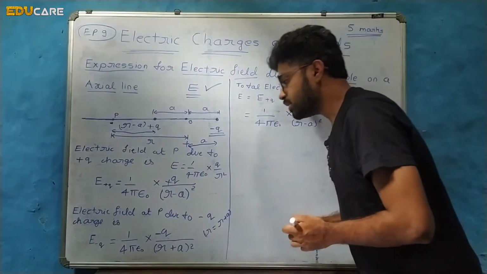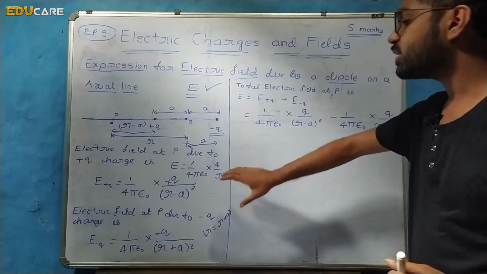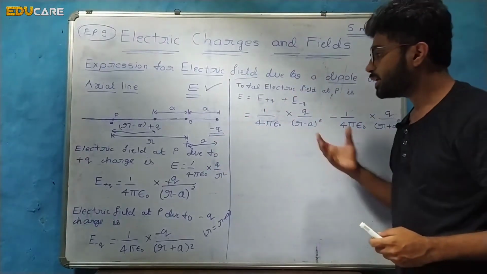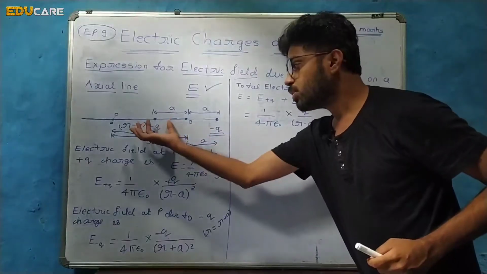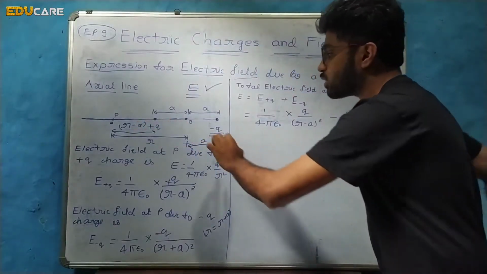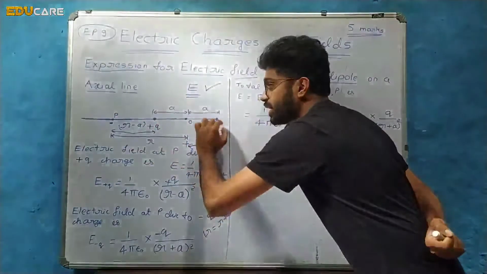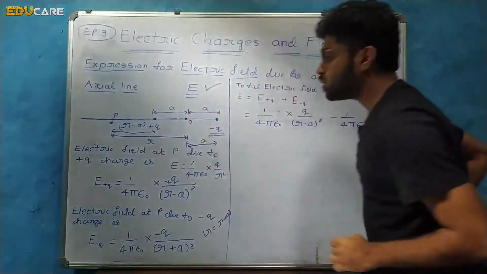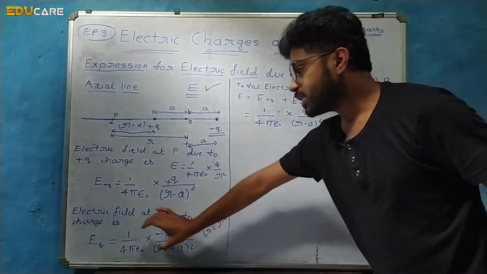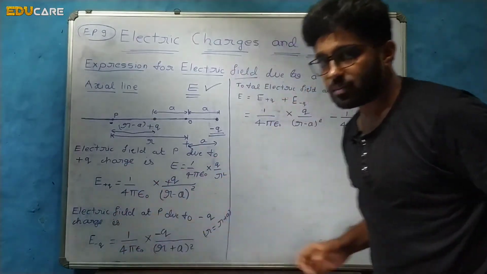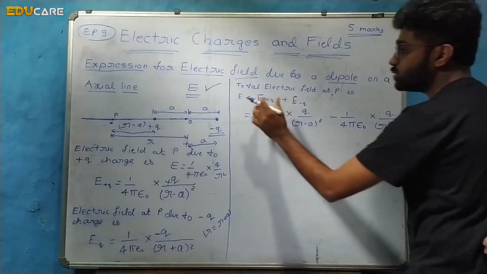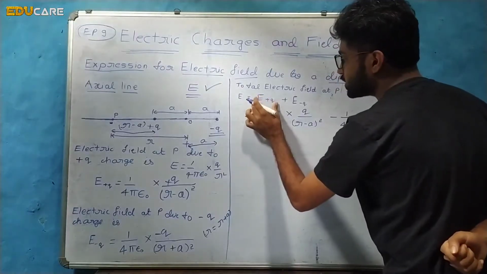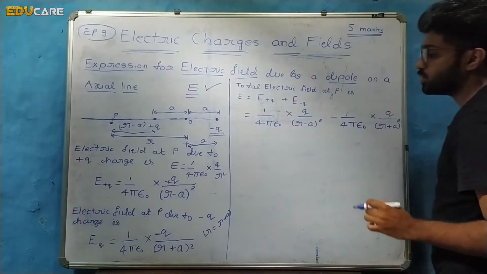So the next one is we have to calculate the total electric field at P due to both the charges, because we are calculating the electric field on the axial line, means at a point P due to a dipole. So we have to add the electric fields due to plus Q and minus Q charges, which gives E is equal to E plus Q plus E minus Q.